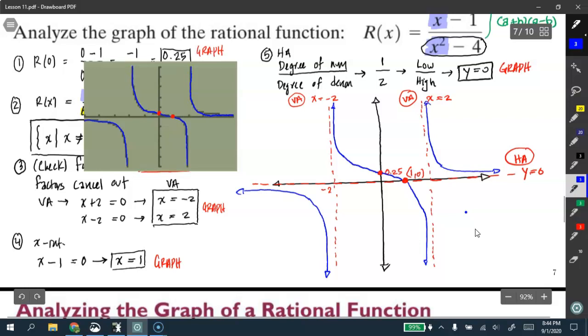Just a quick comment, you guys will notice that even though there was a horizontal asymptote, 2 of the pieces did not go past it, but this middle piece did, and that happens often, okay? It's possible for one of the pieces to go past a horizontal asymptote, but for the other ones to not go past the horizontal asymptote. Whereas for vertical asymptotes, they can never be passed, all right?